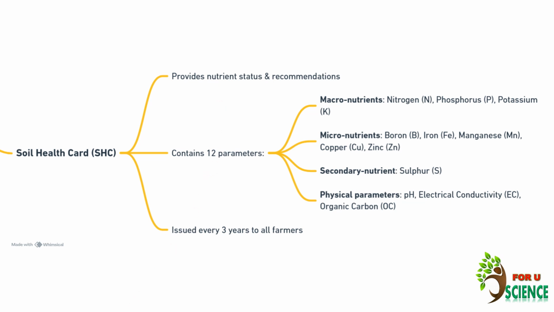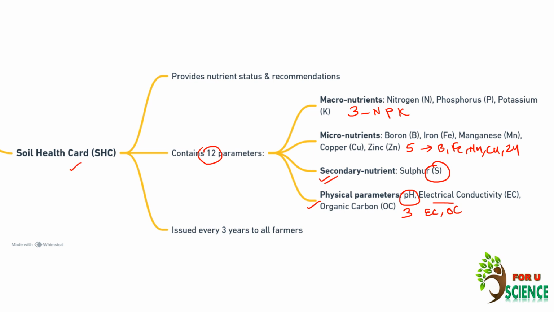It covers 12 parameters. There are three macronutrients, that is N, nitrogen, phosphorus and potash. There are five micronutrients, that is boron, iron, manganese, copper and zinc. One secondary element, that is sulfur, and three physical parameters, that is pH, electrical conductivity and organic carbon. This report card, the soil health card, is issued every 3 years to all the farmers.